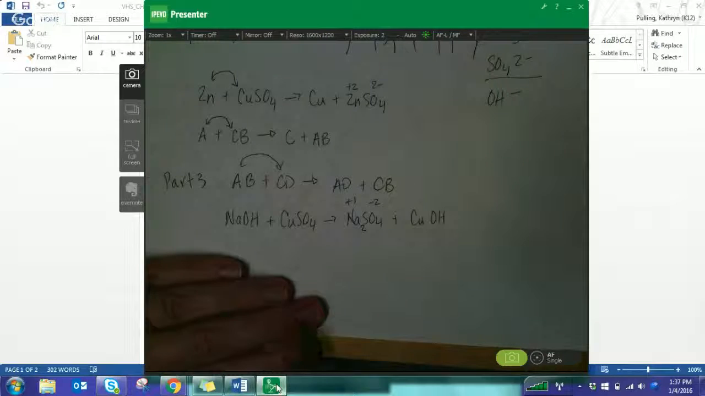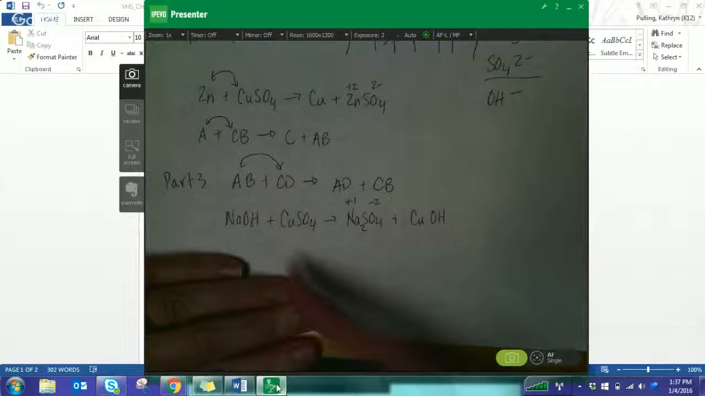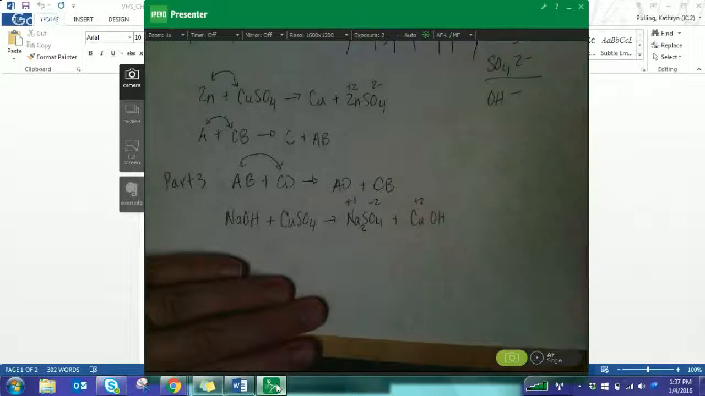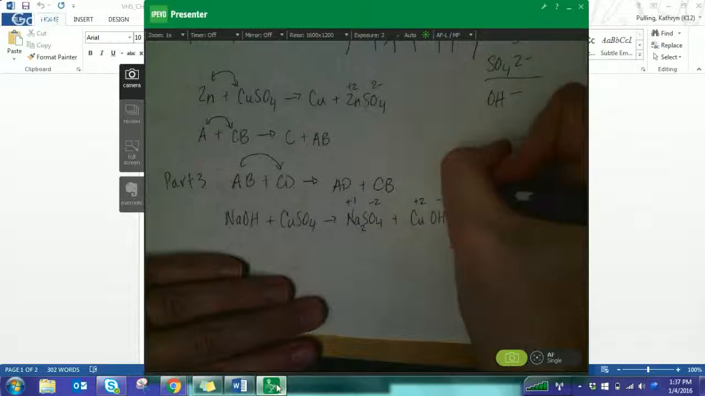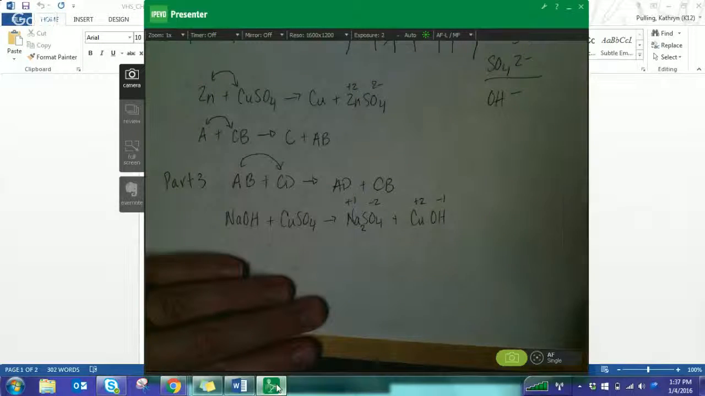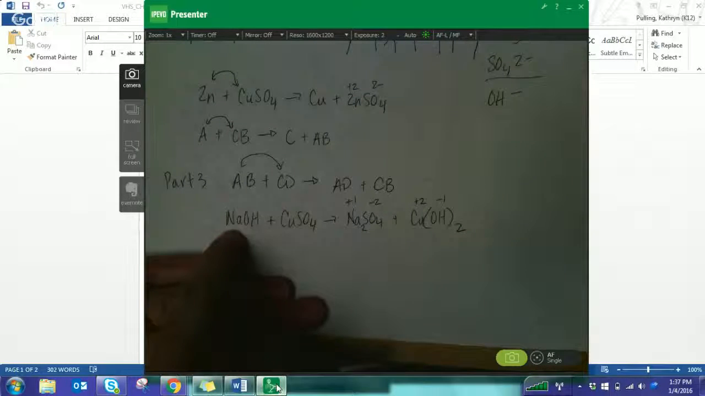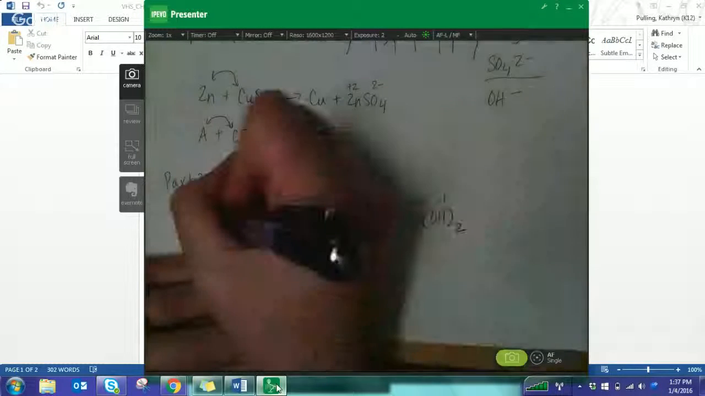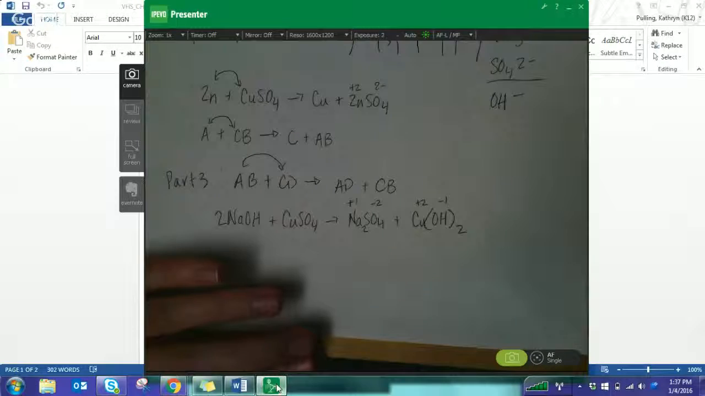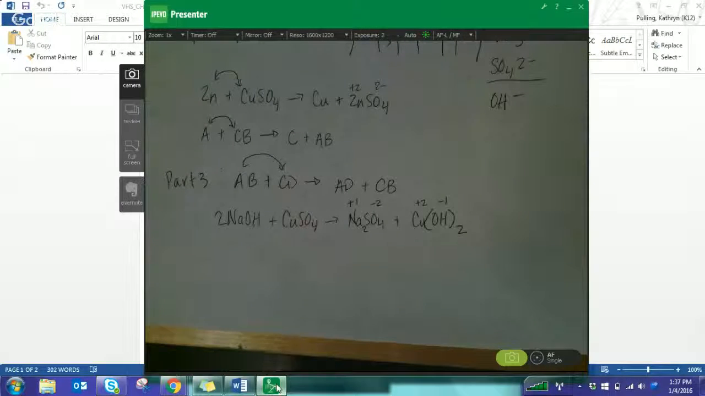In CuSO4, the copper had to be +2 to cancel out with only 1 sulfate. So we know it's going to remain +2, and hydroxide is -1. This time we're going to need 2 hydroxides to cancel things out. And last but not least, we have 2 sodiums and 2 hydroxides on one side, and 1 sodium and 1 hydroxide on the other. So we need to throw a coefficient 2 in to balance our equation.